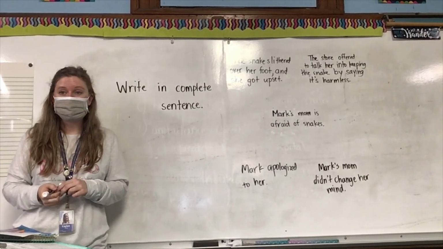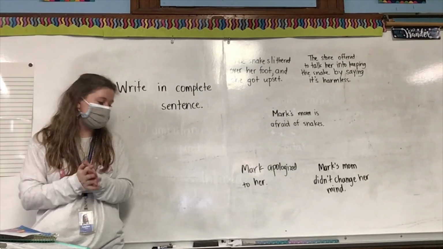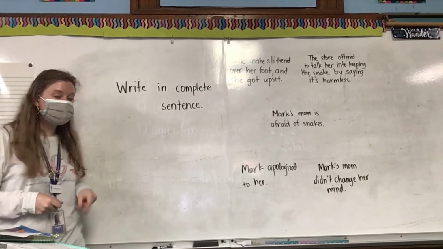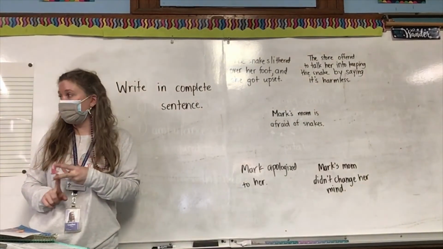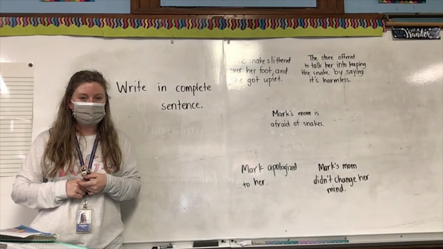You must have a subject and a predicate. Don't forget commas if you need them. If you write all simple sentences, that is okay. Just make sure that all your sentences have a subject and a predicate, a capital letter at the beginning, a period at the end. Please make sure they make sense.